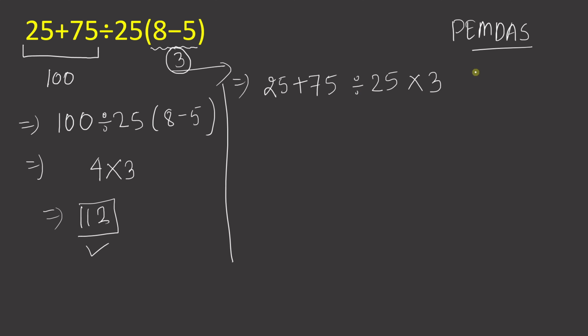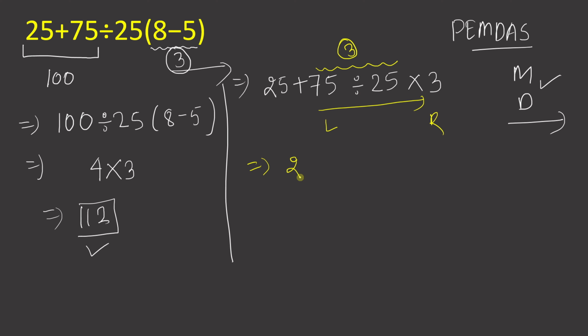Now, as we know, multiplication and division have the same priority, but in that case, we have to solve left to right. So, to solve this math problem, we have to go left to right from here. And according to that, first we have to solve this division part. This division will give 3. 75 ÷ 25 will give the result 3. So we can write 25 + 3 × 3.